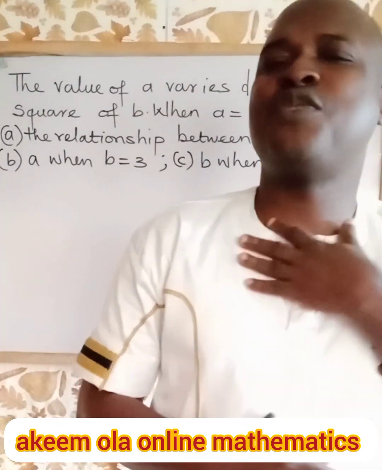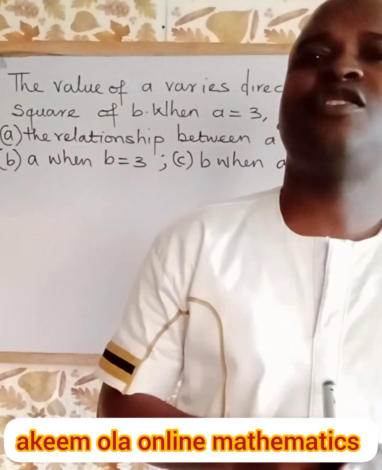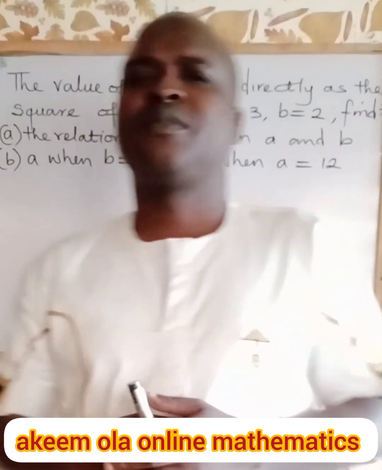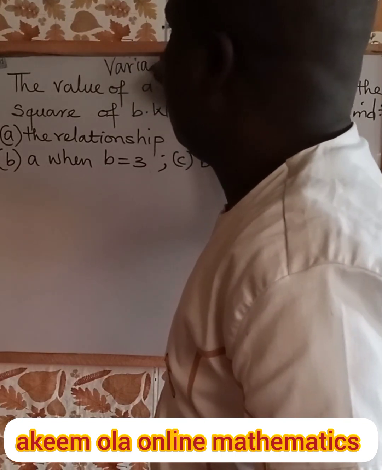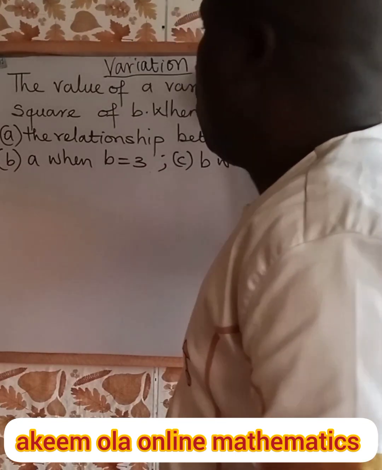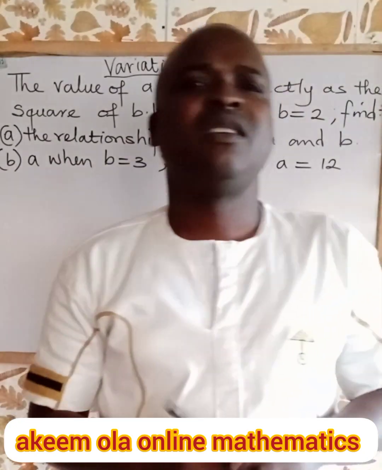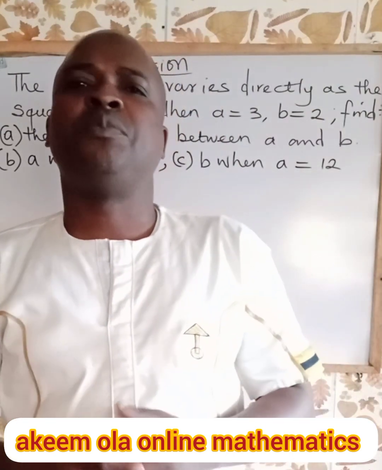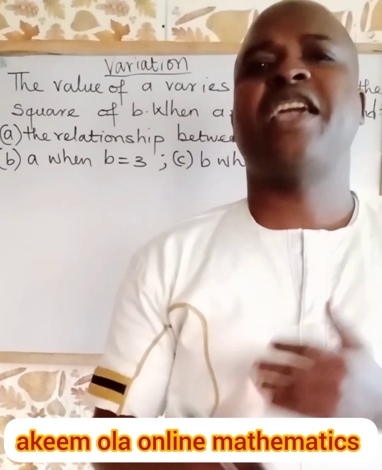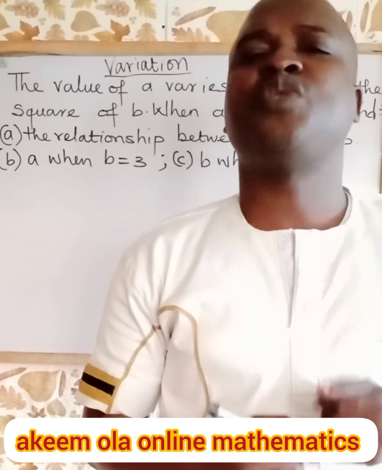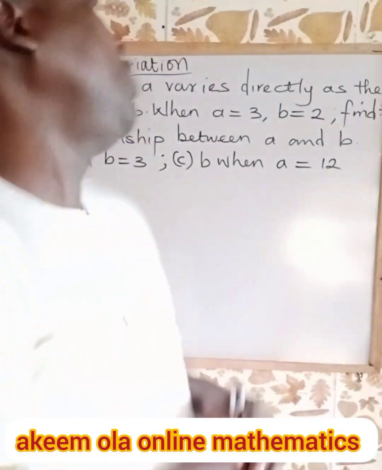We have another topic to treat today, and the topic we are going to treat today is on variation. Variation. That is the topic we are going to treat today. What is variation all about? Variation is a mathematical topic that deals with the relationship between two quantities. We can have a relationship between A and B, and you can have the relationship between the names of the two particular commodities we are talking about.